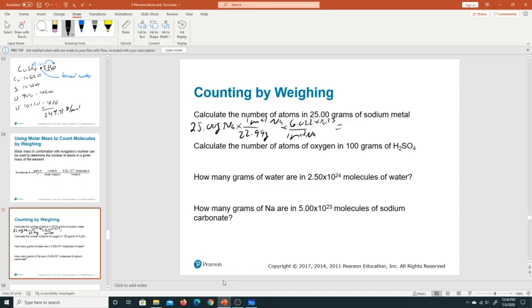So now check sig figs. 25.00 has how many sig figs? It has 4 sig figs. So I'm going to round my answer to 4 sig figs. So 6.548 times 10 to the 23 atoms.